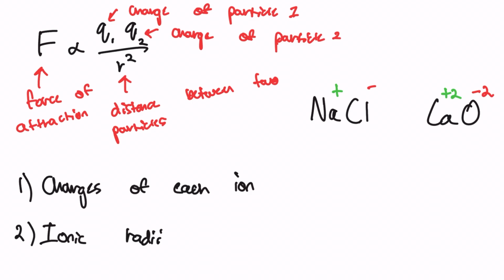As we can see in Coulomb's law, as the charge of the particles increases, then the force of attraction between these 2 compounds must also increase. Therefore, because CaO has larger charges for each ion, CaO will have a higher melting point than NaCl.